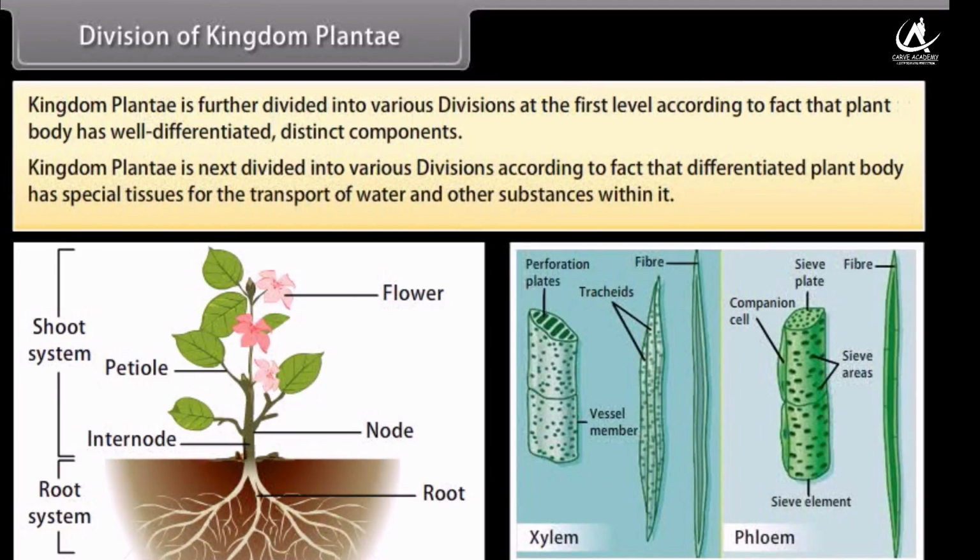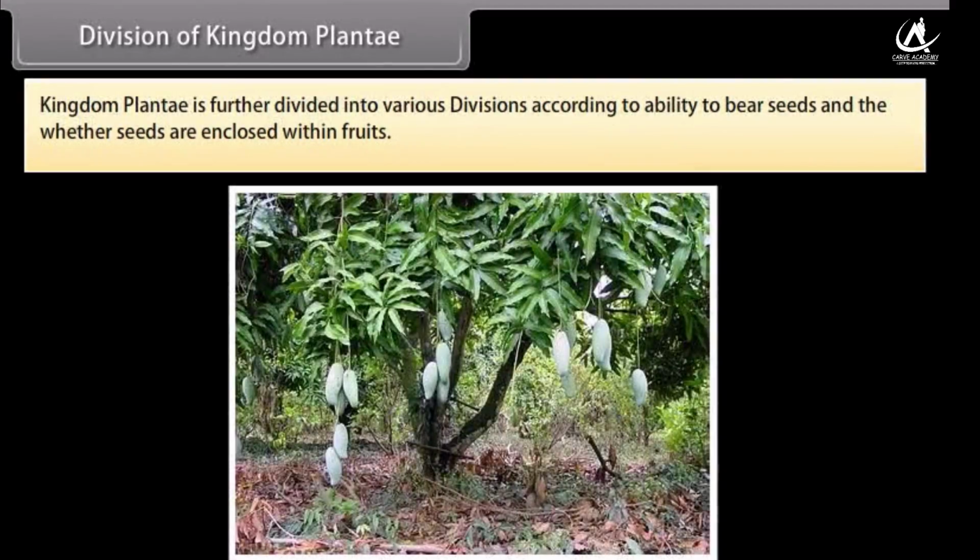Kingdom Plantae is next divided into various divisions according to the fact that the differentiated plant body has special tissues for the transport of water and other substances within it. Kingdom Plantae is further divided into various divisions according to the ability to bear seeds and whether the seeds are enclosed within fruits.